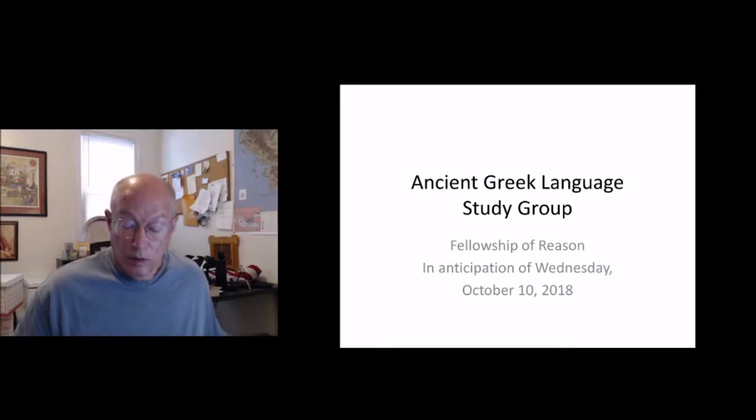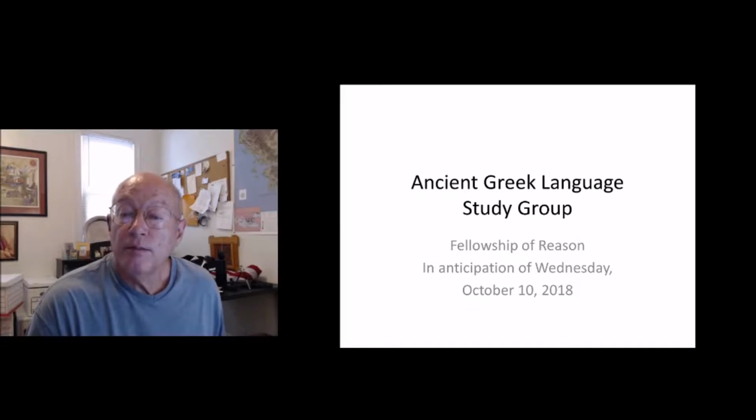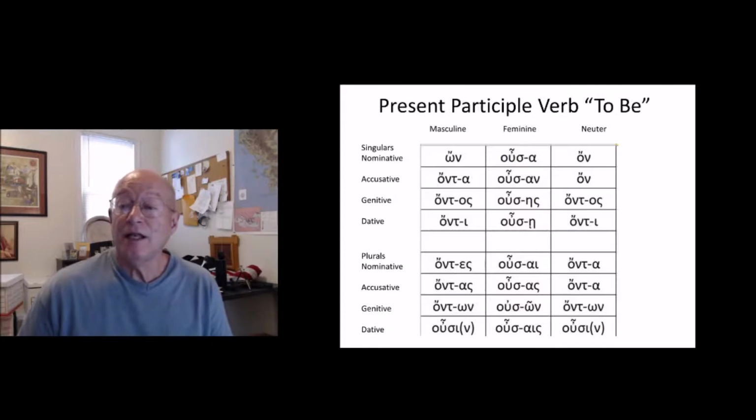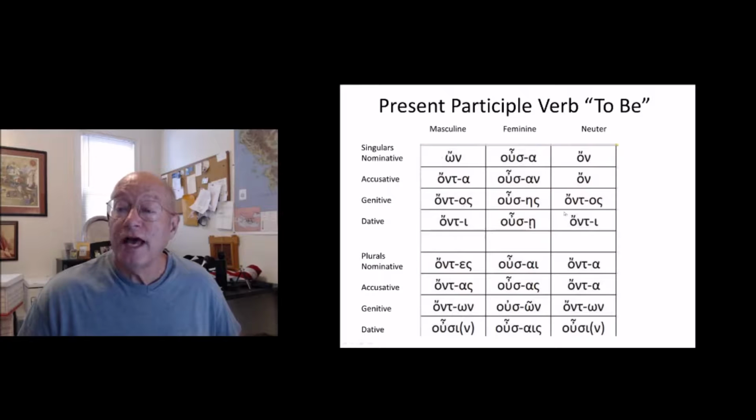So, my last video was about the present participle of the verb to be, and this video is going to be about that too, although it's going to be a little bit more in depth on the subject. So here is the first slide that I did the last time, the present participle of the verb to be, and as you can see, the top 12 cells are the singular, the bottom 12 cells are the plural.